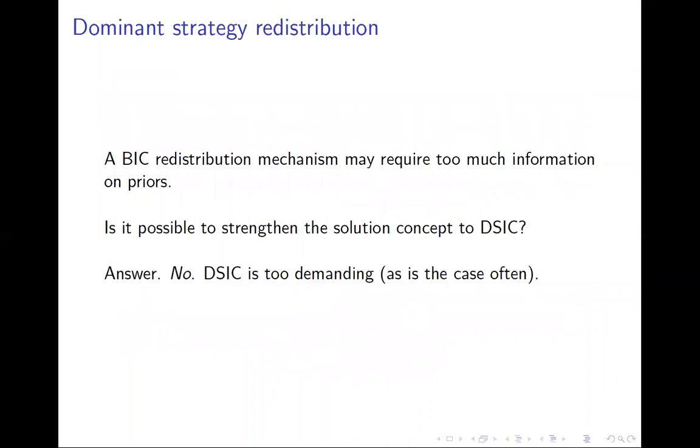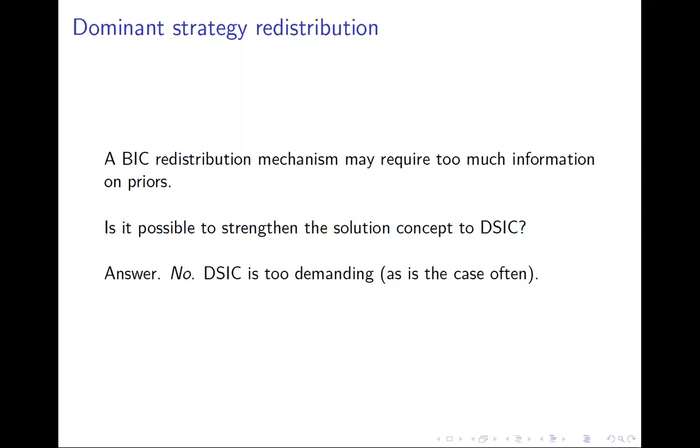So today what I want to look at is, because these mechanisms are quite complicated to describe and discuss. So we saw the mechanism in the proof of the main result is quite complicated. The paper has some slightly simpler mechanisms, but in any case, the solution concept used is Bayesian incentive compatibility. So the question is, are there dominant strategy mechanisms which can also do the same job?